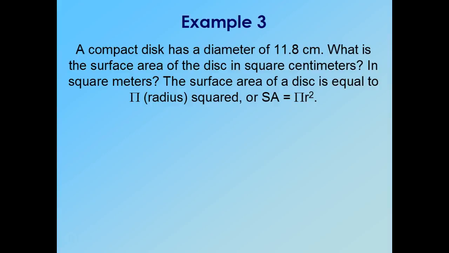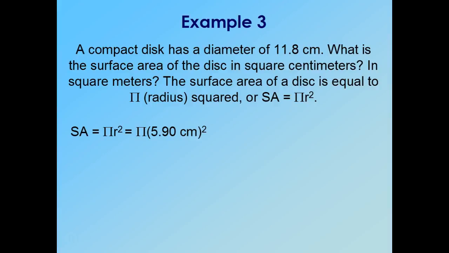pi r squared. So since we were given a diameter, we're going to need to cut that in half, since the diameter is the equivalent of 2 radii. And so we would take half of 11.8. That is a measured quantity, so we want to keep it sig figs. When we cut it in half, that 2 we're dividing by is a defined value. So we have 5.90 centimeters squared.